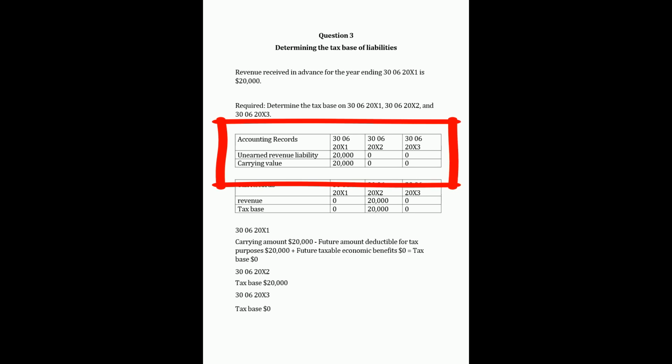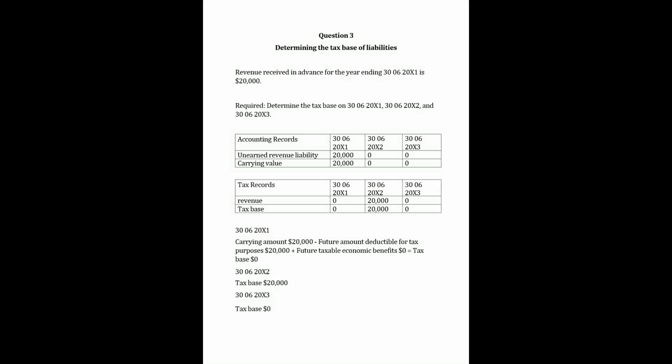Revenue received in advance becomes unearned revenue, so it's a liability, because we still have not received cash and we are awaiting cash. That liability in 20x1 in accounting records is shown there, and the carrying value of that liability is 20,000. But in the X2 year, that liability is going to get extinguished because we are going to get the cash for that. And in 20x3, there's no effect.